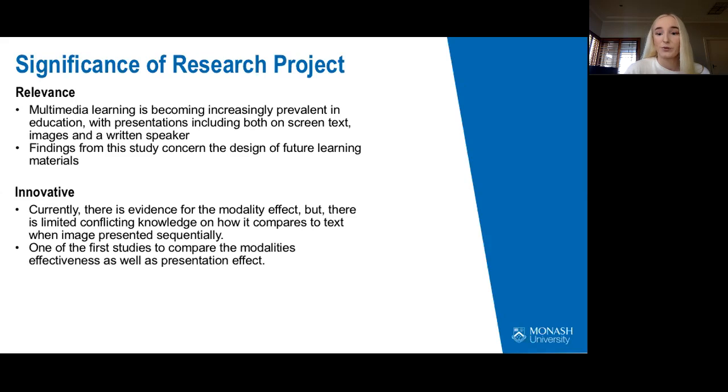This project will link together the individual previous multimedia effects found, including the modality effects, sequential versus simultaneous presentation, along with including the visuospatial load hypothesis and the temporal contingency assumption. Thus, this project will become one of a small number of studies to compare the modality's effectiveness as well as presentation effect.